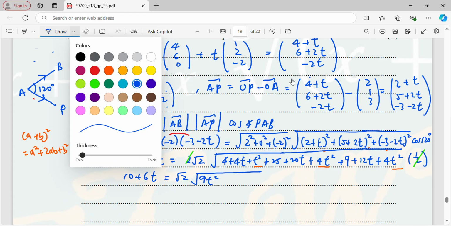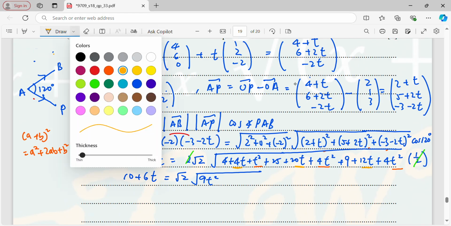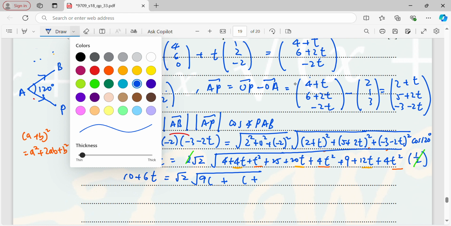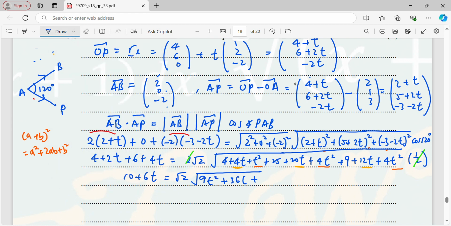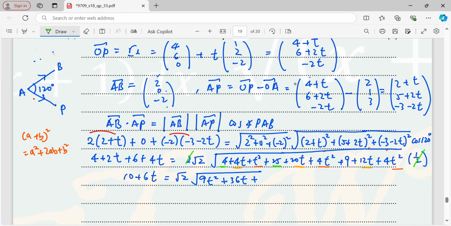Okay, after that, 40, right, 40, 20t, 12t. Total will be 36t. Positive. And then for the constant wise, you will be getting, so for the constant, you get 4 plus 25 plus 9. So 4 plus 9, 13, 13 plus 20 plus 25, that is 38.